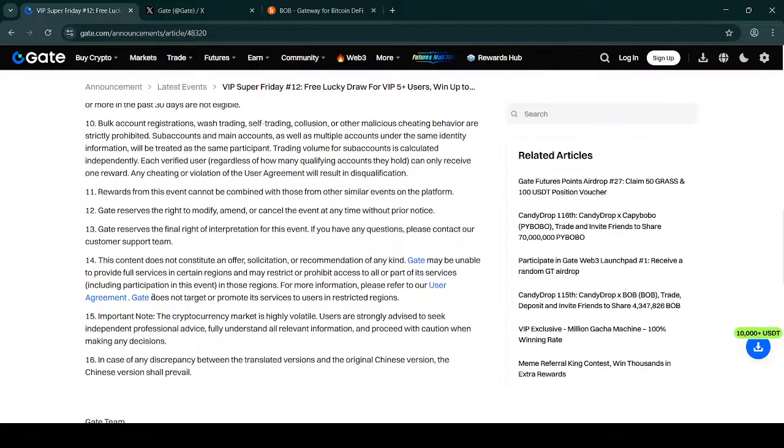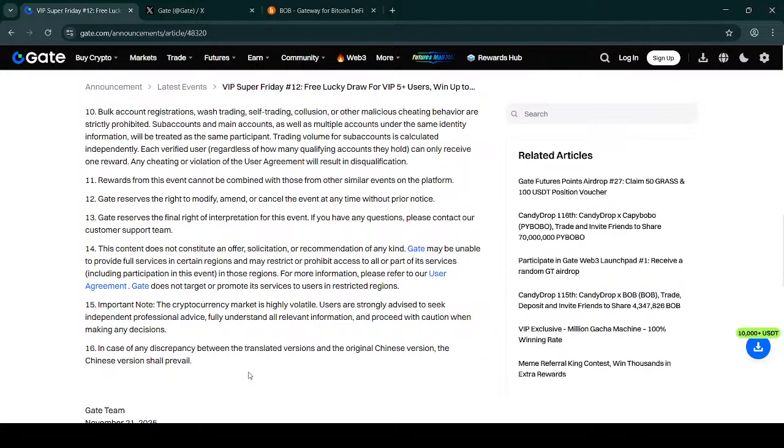Tip 14. This content does not constitute an offer, solicitation or recommendation of any kind. Gate may not provide full service, and for certain reasons may restrict or prohibit access to all or part of our service, including this event. For more information, please refer to your user agreement. It does not target or promote the service to users in restricted regions, guys.